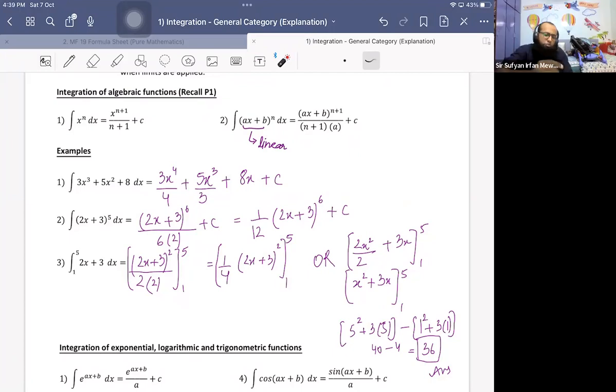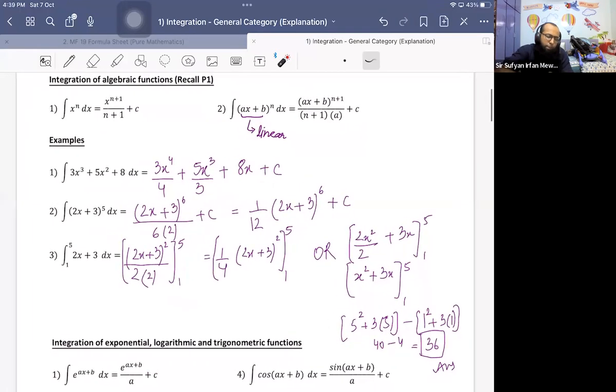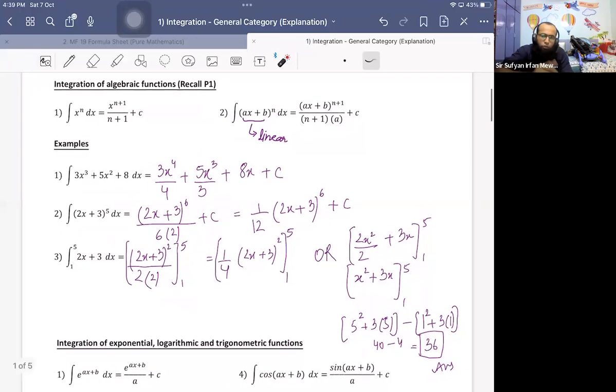Right? Please copy this down and let me know if it's copied so I can move forward. Moving forward towards the A2 part then.